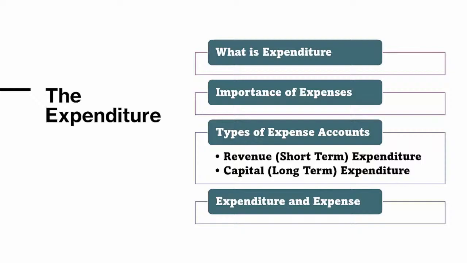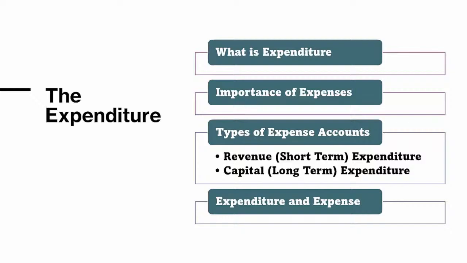Expenditure can be short-term or long-term. 1. Short-term expenditure. This is money spent on things that will be used up within the year, like office supplies or monthly rent. These are also called revenue expenditures. 2. Long-term expenditure. This is money spent on things that will last and benefit the business for several years. For example, buying a building, machinery, or a vehicle is a long-term expenditure. This type is often called capital expenditure.